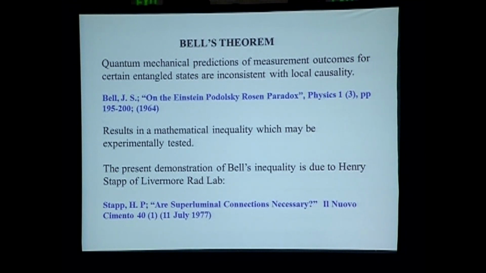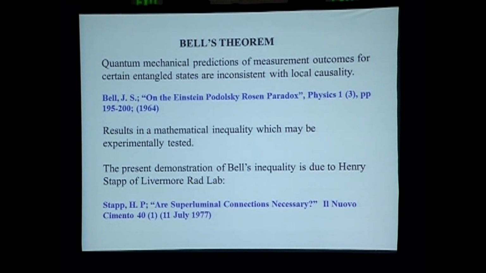Bell's theorem says that under certain conditions... I'll just read it. Predictions of measurement outcomes for certain entangled states are inconsistent with local causality. Bell's theorem was published nearly 50 years ago in the journal Physics. It was the first issue of the journal, and the journal, interestingly enough, folded after that first issue.